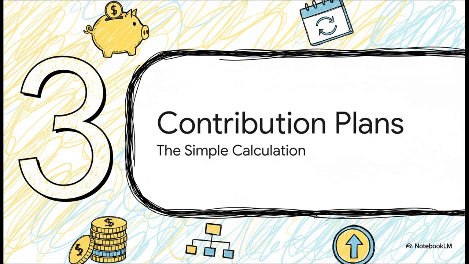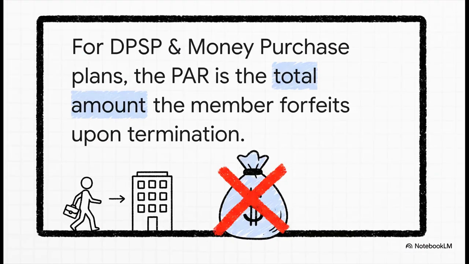Deferred profit sharing plans, or DPSPs, and money purchase plans, which you'll also hear called defined contribution, or DC plans. For these, the math is refreshingly simple. You're going to love this. For these kinds of plans, the rule is as intuitive as it gets.